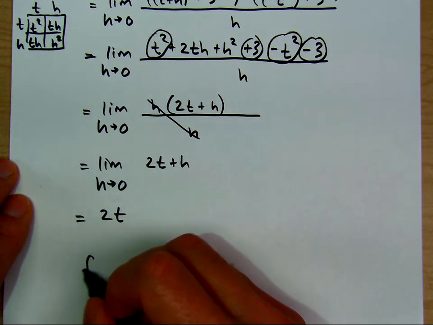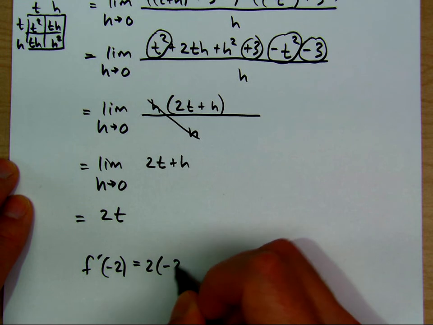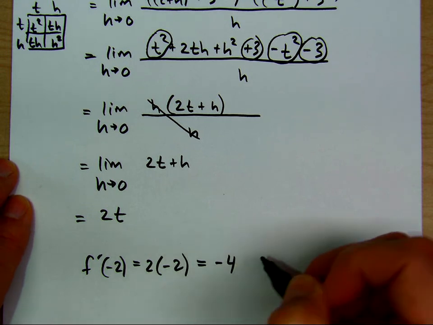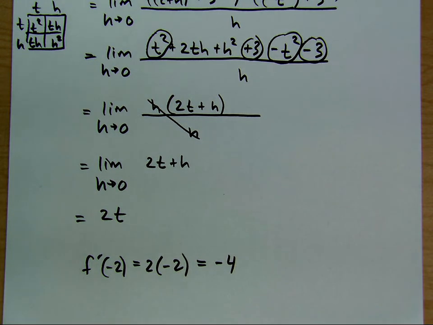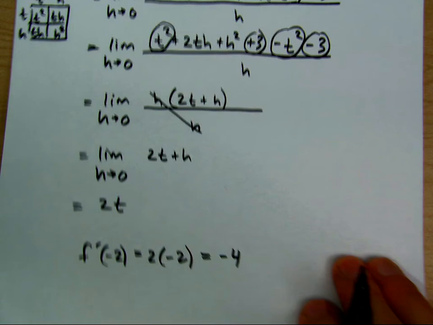f prime at negative 2 equals 2 times negative 2, and that's negative 4. And let's try the other formula for the limit.